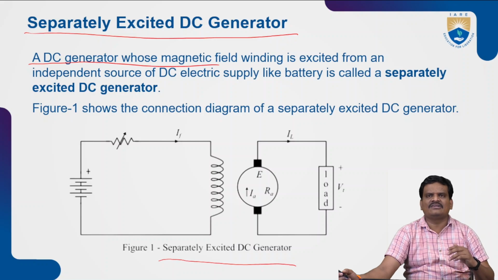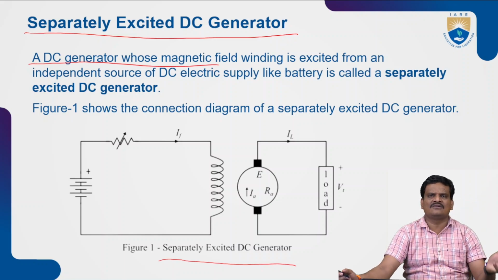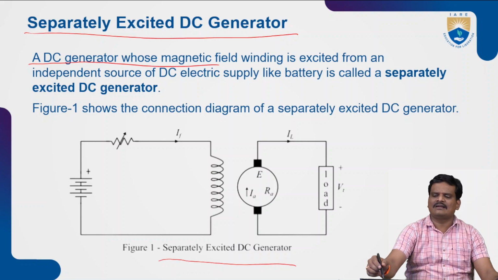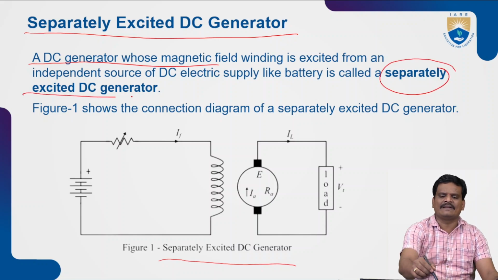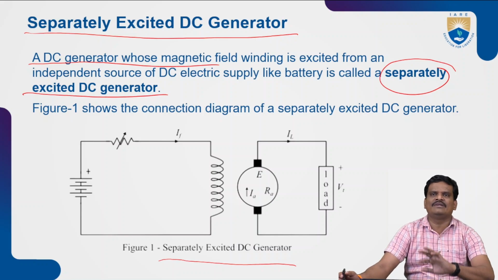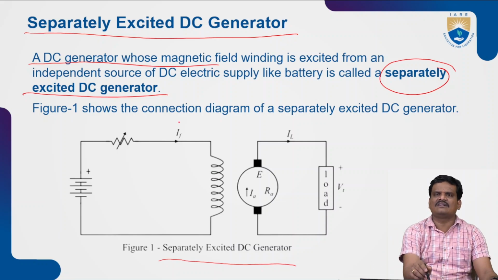If the excitation of that particular DC generator is done by means of an external source, like a battery or any other supply, a hand driven generator or battery, then that type of generator is considered a separately excited DC generator. That is, excitation to the field winding is done by using an external means. External means are nothing but a battery connected. And you can see the connection diagram of this separately excited DC generator here.